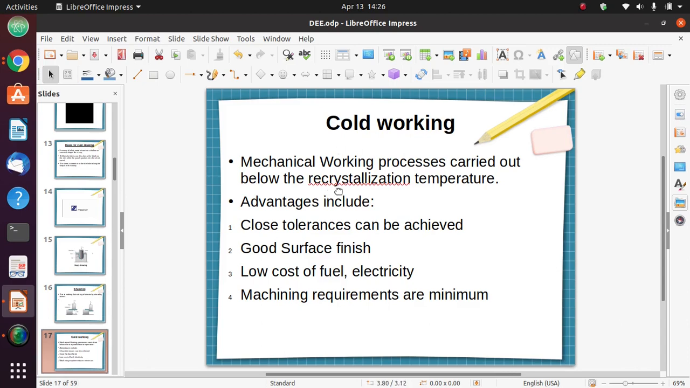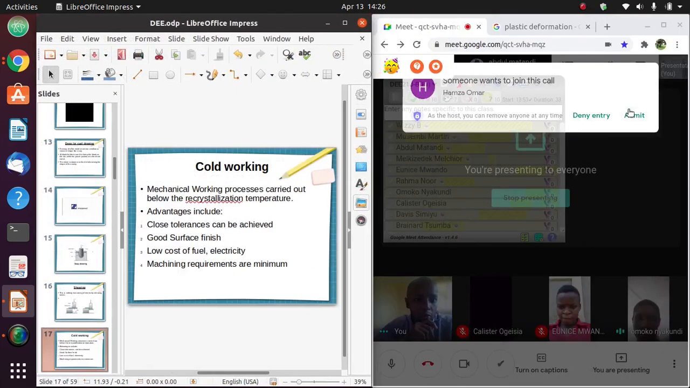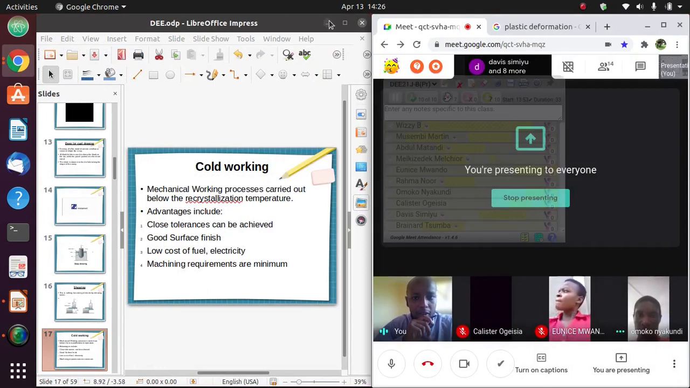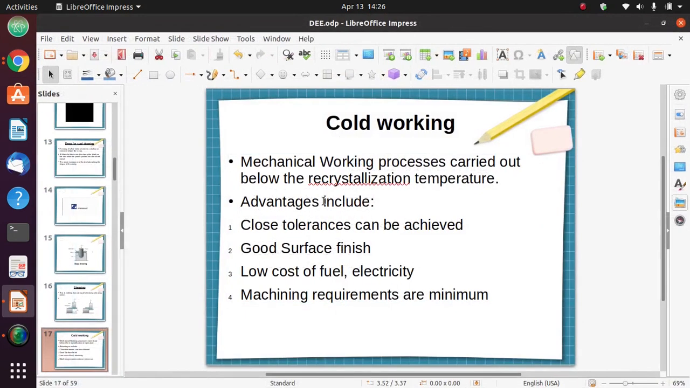Now, cold working has advantages, and one of those advantages is tolerance. If I'm working on a workpiece and I want to have an accuracy of ±2, if I work on it through cold working, then I have the advantage of better accuracy. Another advantage is good surface finish. I won't have rough surfaces. When I work on a workpiece, it will be smoother.